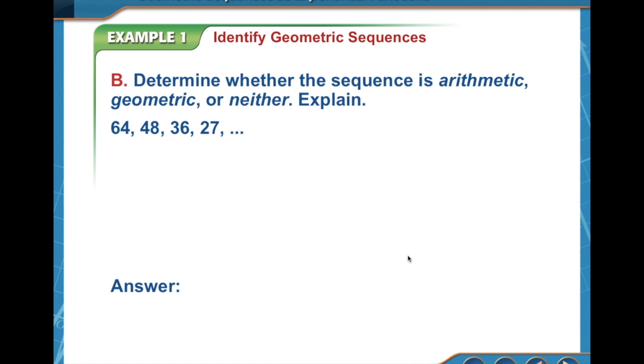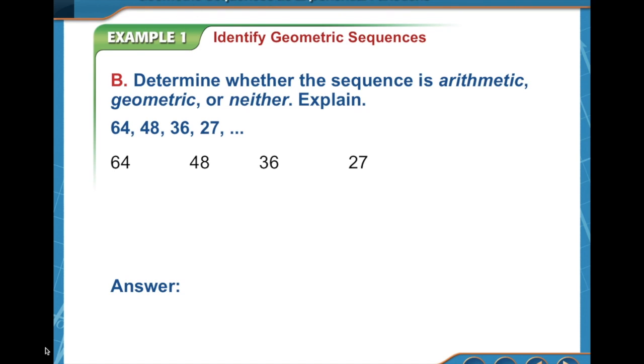Okay, so 1b is a totally different sequence to look at. We want to determine whether this one is arithmetic, geometric, or neither. So let's compare the numbers. To get from 64 to 48 to 36 to 27, is there a common difference or is there a common ratio? So let's think about that. Well, to get from 64 to 48, it looks like I went down by 16. To get from 48 to 36, I went down by 12. And from 36 to 27, we went down 9. So there is not a common difference. But is there a common multiplier?